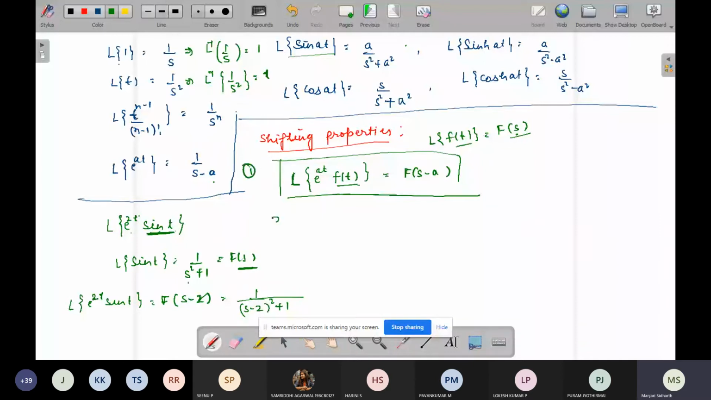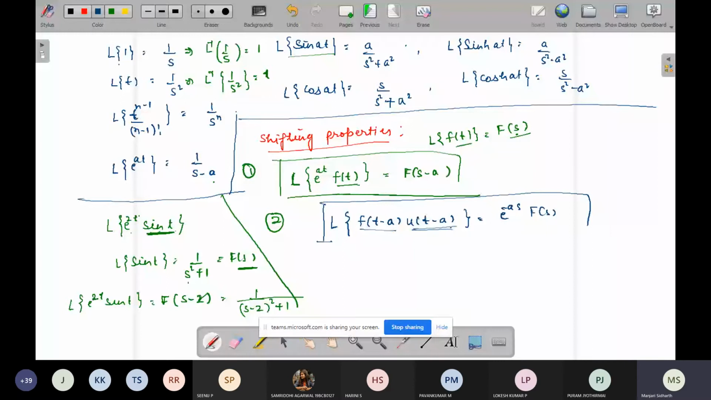Second one, shifting property. Suppose you have a function f of t minus a, multiplied by the Heaviside function or unit step function, you can take. We'll discuss it later. Then the Laplace transformation of f of t minus a times the Heaviside function is nothing but e power minus as times F of s. When we use this, we'll discuss the unit step function first. Then only it will be in use. First just note it down. We'll discuss it later.